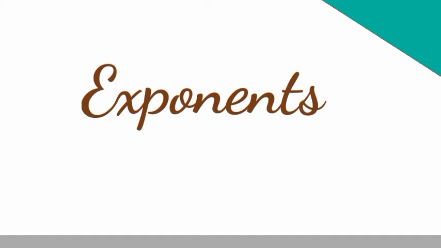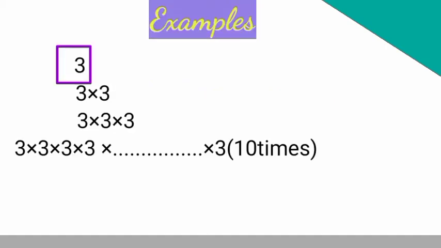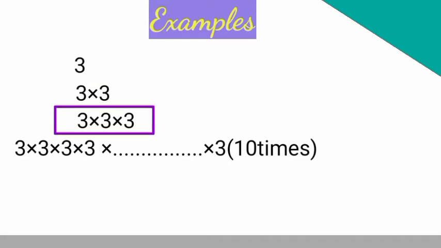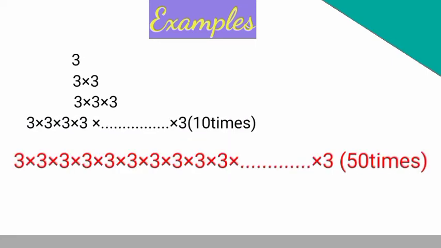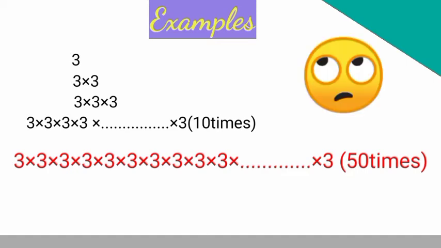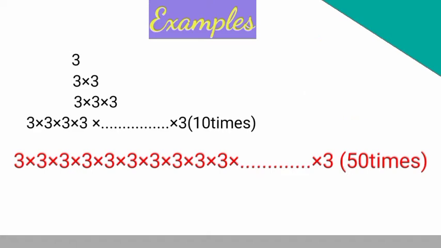Let's have a look at these examples. First is 3, second 3 multiply 3, third is 3 multiply 3 multiply 3. Here in the last example, 3 is multiplied by itself 10 times. What if it is asked to multiply 3 for 50 times or more than 50 times? Are you going to write 3 for 50 times? It is a very time consuming and tedious process. And at the same time, it will be very difficult for counting and understanding.